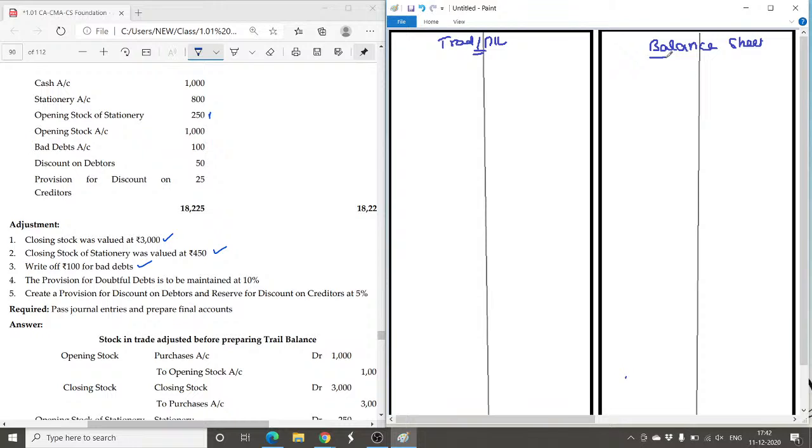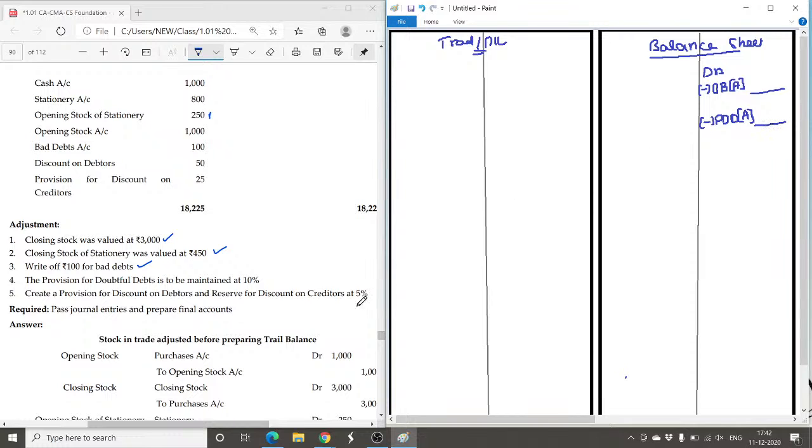Very simple. When it comes for the debtors account, minus bad debt given in the adjustment, and with that, whatever the value you get, you have to create the provision for doubtful debts as per the rate given in the adjustment.